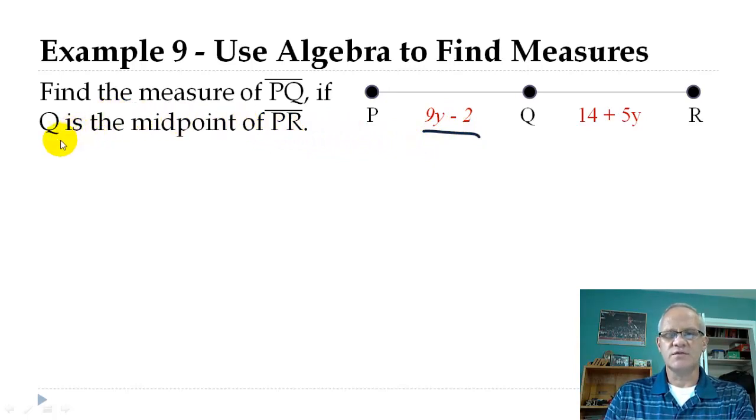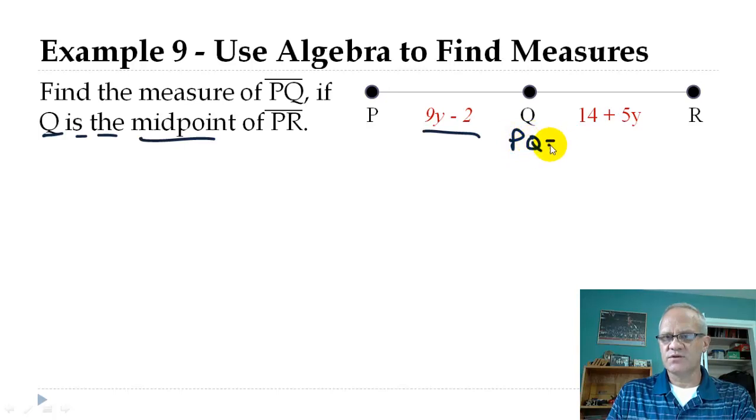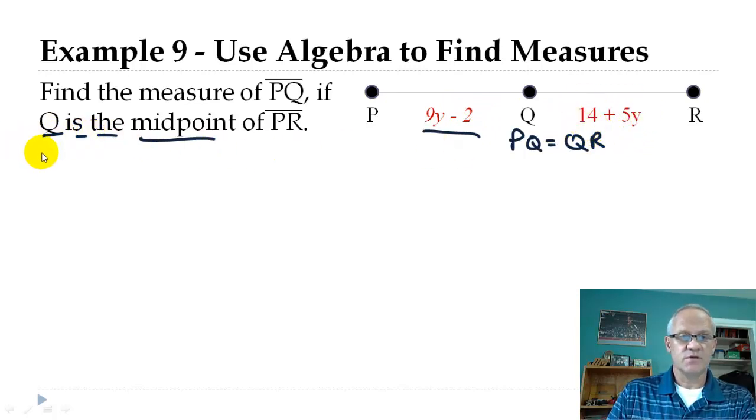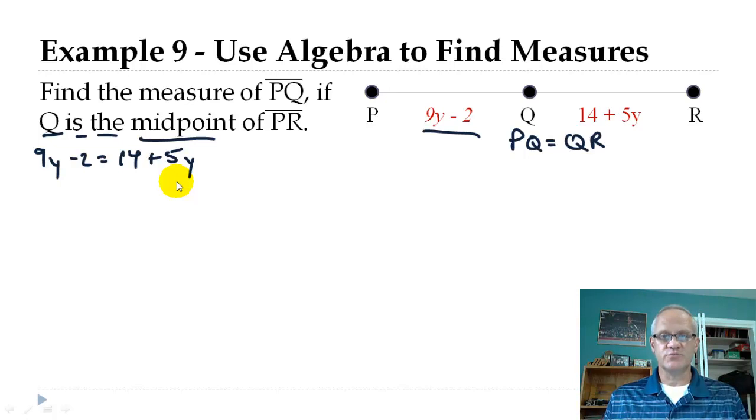All right, so here's the key thing that it's telling us. Q is the midpoint. Remember what I talked about before? I said remember this till the end. We're going to come back and see this again. Midpoint, if this is the midpoint, what does that mean? That PQ has to equal QR. So in other words, from P to Q, that has to equal Q to R. So what we can do is we can just write an equation making this equal to that. So 9y minus 2 has to equal 14 plus 5y. That's our equation. We just wrote an equation.